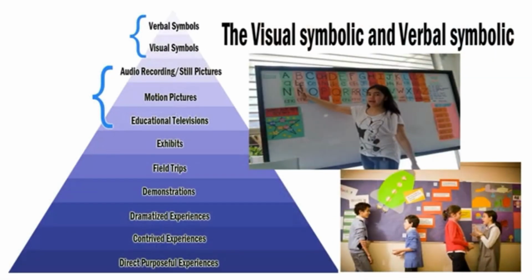The visual symbolic and verbal symbolic. The last two levels would be the visual symbolic and verbal symbolic. These two levels are the most complex and abstract among all the components of the cone of experience. In the visual symbolic level, charts, maps, graphs, and diagrams are used for abstract representations.